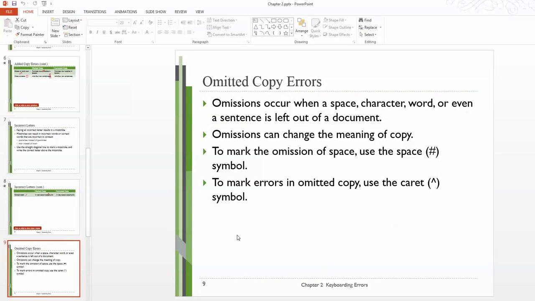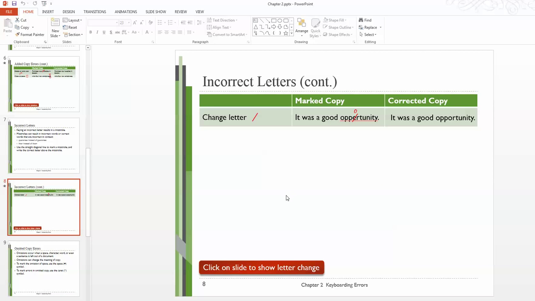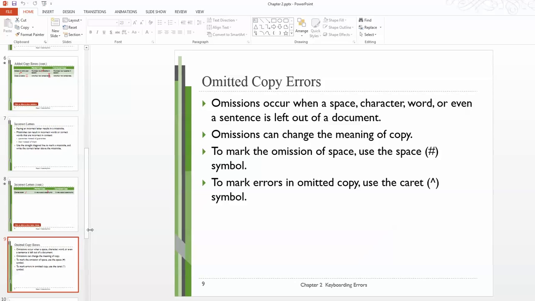And then omitted copy. That's exactly the opposite of the added copy. In this case, we have forgotten to type a letter, or we thought we typed it and it didn't actually show up on the screen. So this happens a lot of times when you forget to put the E on the end of a word, or you're just typing really fast and you don't notice. But when you do that, there's two different symbols that are used to identify it.